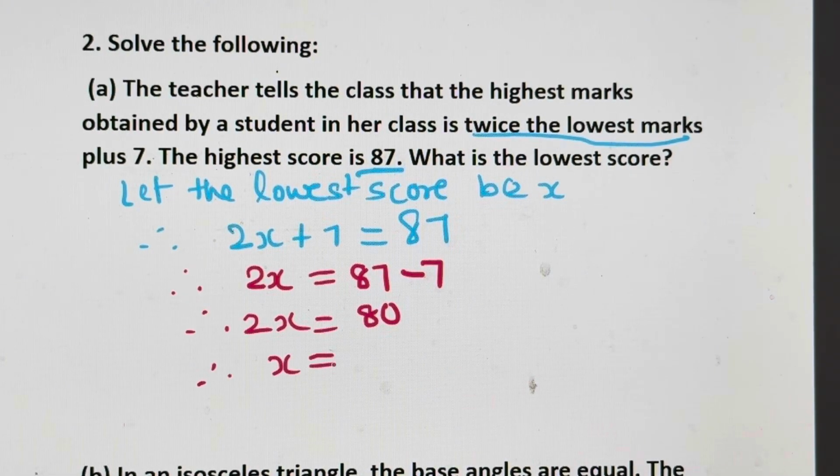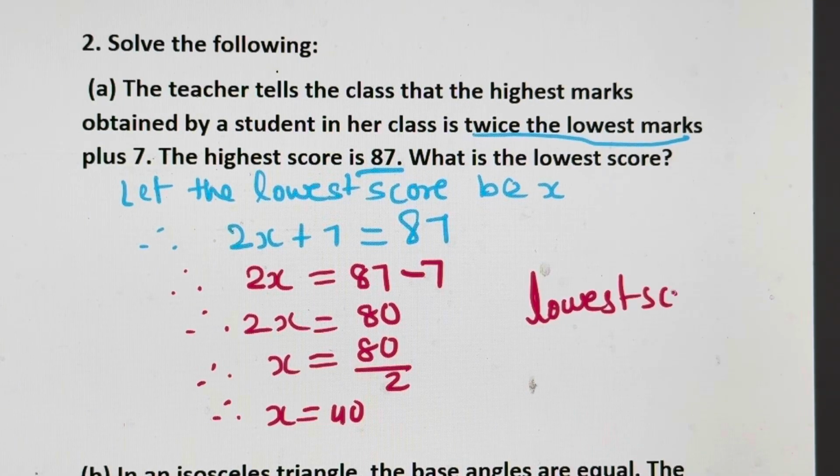Therefore, x is equal to 80 divided by 2. 2x means multiplication, so it becomes division. So 80 divided by 2 is 40. So the lowest score is 40. You can even cross check that the highest score was double plus 7. So 40 double is 80 plus 7. So you get that 87. Right? So this way you can cross check your answers too.